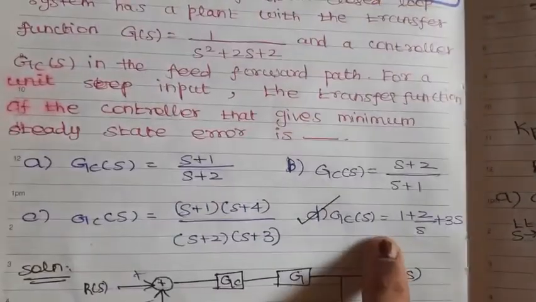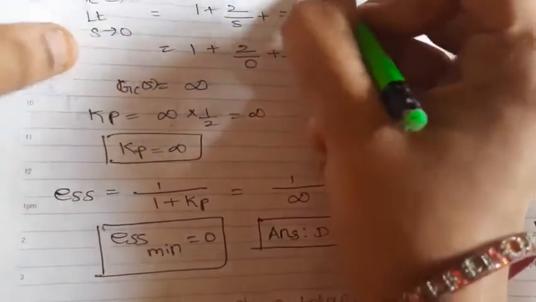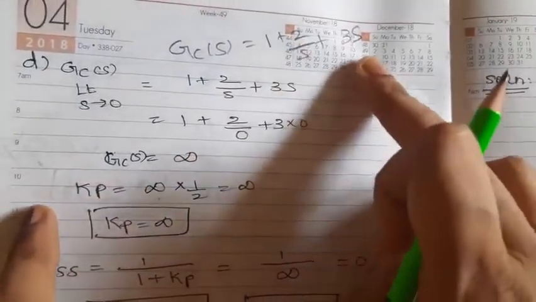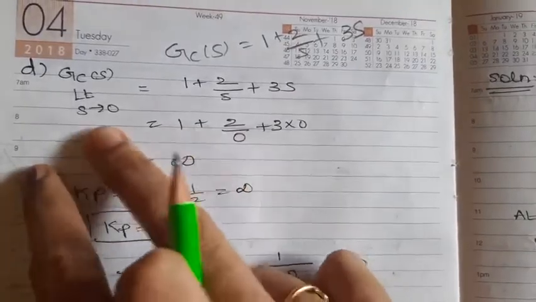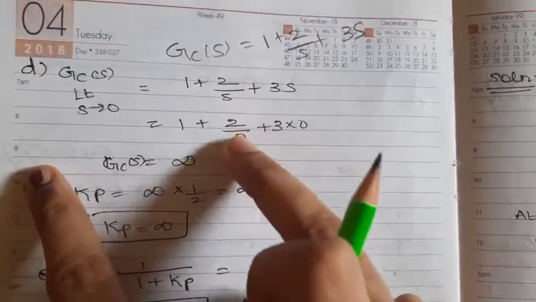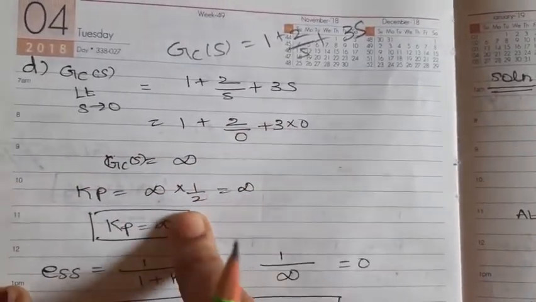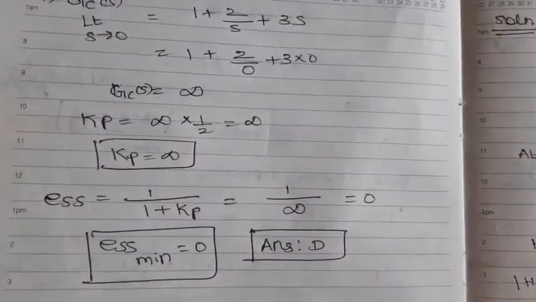Then coming to the fourth option, what is the given controller Gc of s? For option D, 1 plus 2 by s plus 3s. Just substitute limit s tends to 0. Whenever substituting s tends to 0, anything by 0 we will get infinity. When we add infinity to any value, we will get infinity alone. So infinity into G of s, 1 by 2, when multiplying we will get infinity. So all these Kp values we have found out.